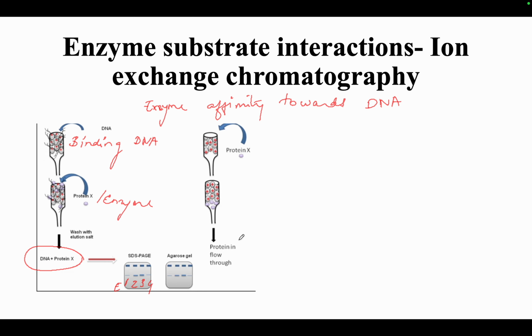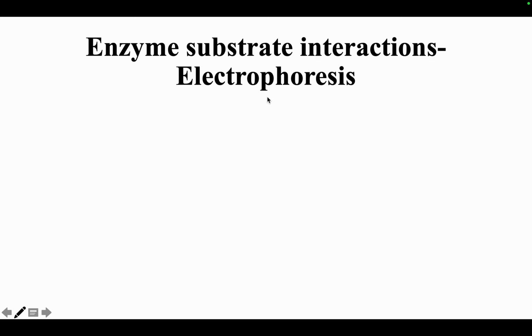Similarly, this is how we can separate. This protein will have some ionic interaction with the DNA, and this is how we are exploiting ion exchange chromatography in order to study this. Similarly, we can use gel filtration chromatography also to check the hydrodynamic changes, and it follows the same principle.